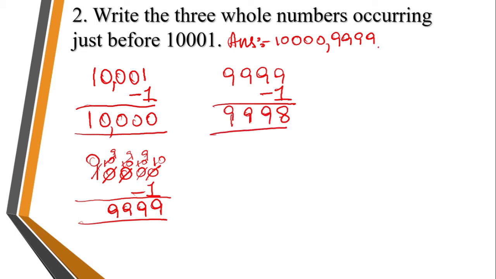So we will get our next number as 9,998. Now this is our next number. So we got the first number, second number and the third number. So these are the numbers occurring just before 10,001. Now let's see the next question.